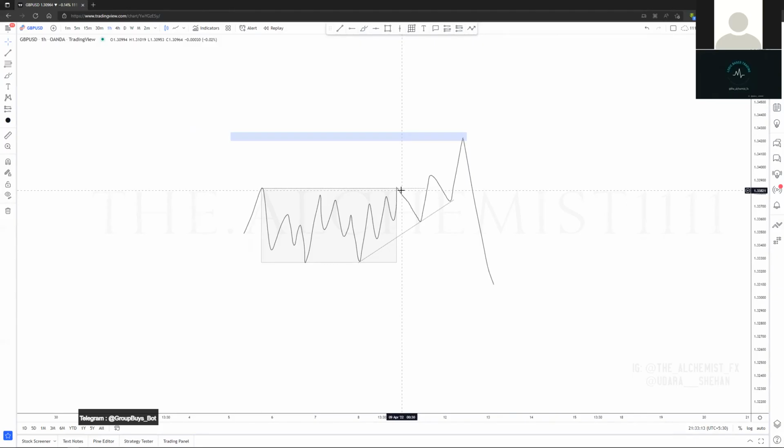Now, there are almost three major setups that happen during Asia. This right here will be one.